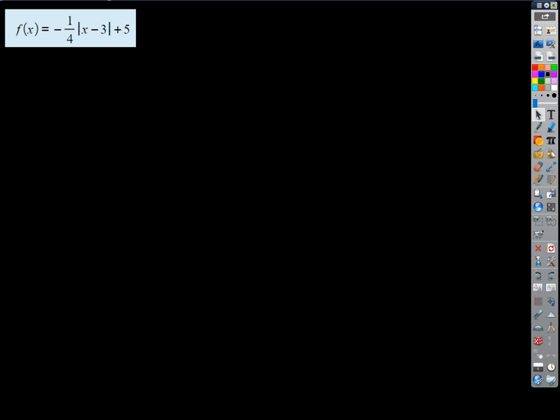So we want to, tell you what, in fact, let me just print out a couple, and I'll give it to you right now. Doing lots of stuff, compound transformation. So we want to be able to take a parent graph and translate it and do vertical reflections and/or dilations. Okay, so what's that mean?